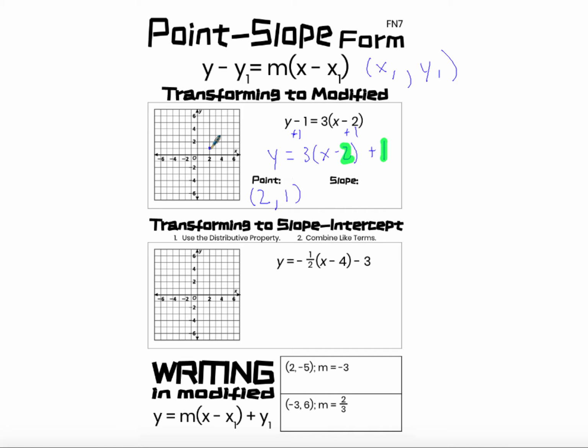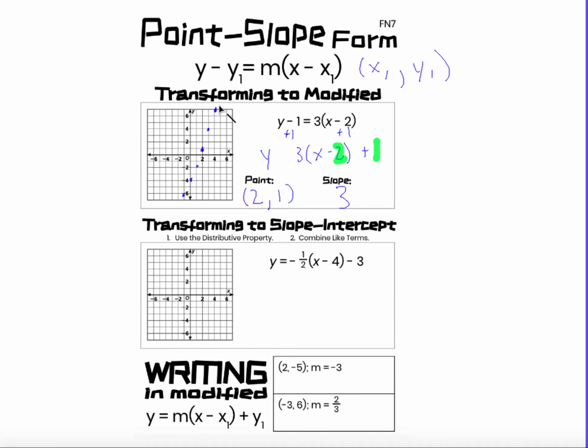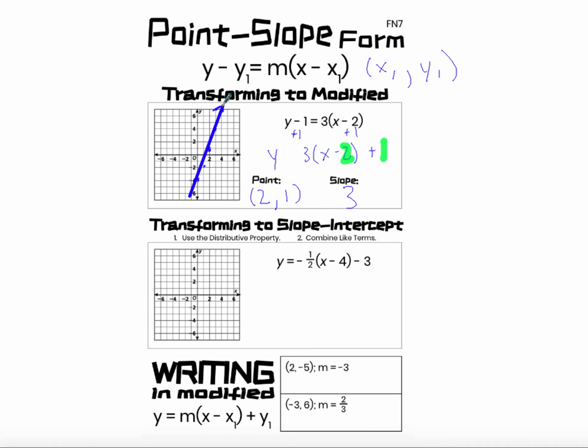So I can go ahead and graph now from modified point-slope form. I have a point of 2, 1, and a slope of 3. Up 3, over 1; up 3, over 1; back and down. There we go. And I will now graph my line. Kind of. That looks okay. And put some arrows on it. So I transformed point-slope form into modified point-slope form in order to graph, finding the point 2, 1, and slope 3.